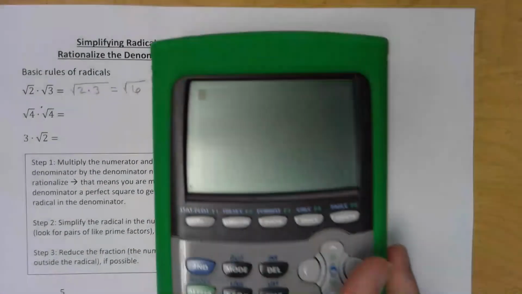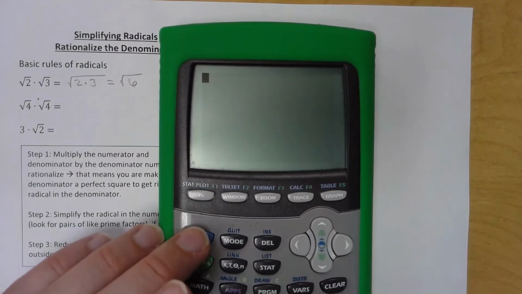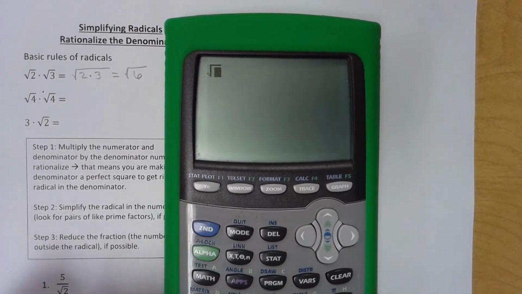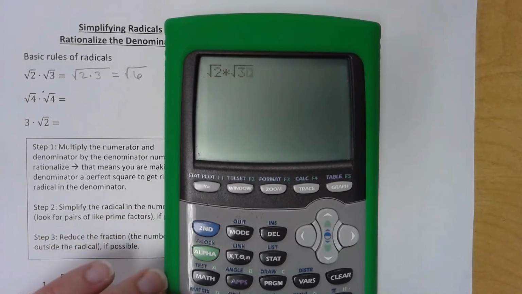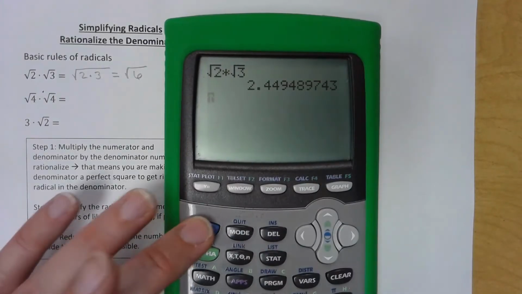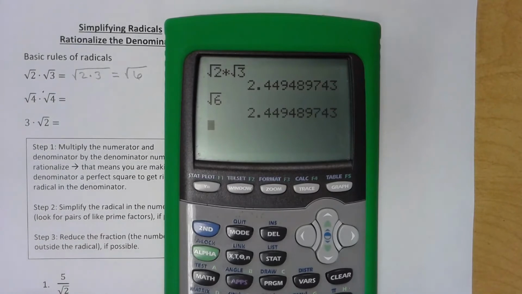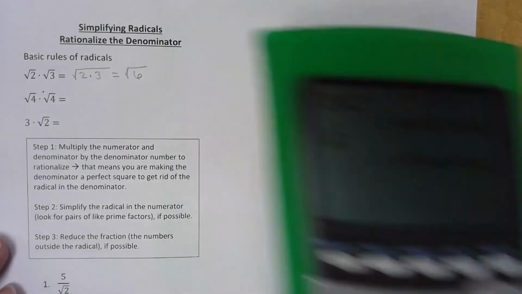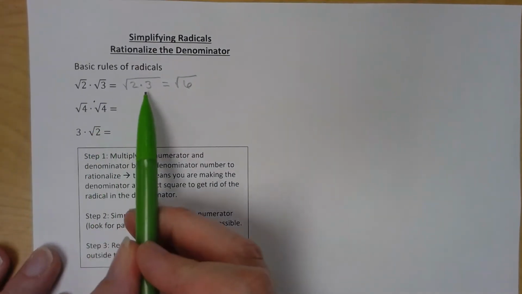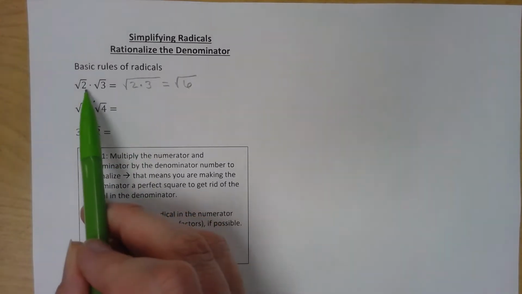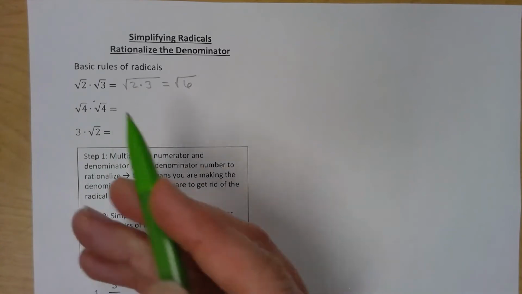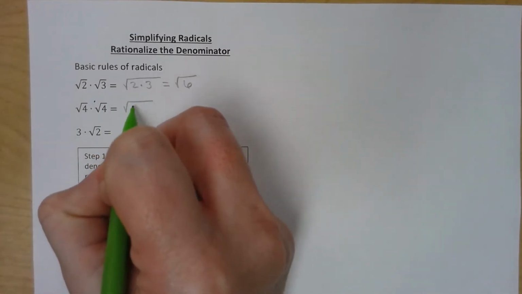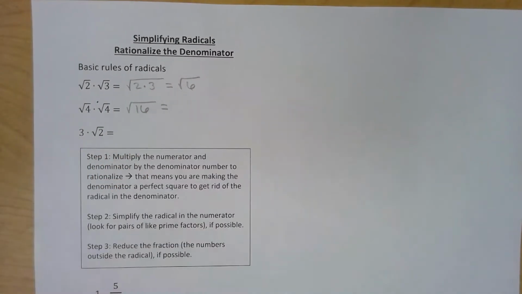We can check that with our calculator to see that they are equivalent. The square root of 2 times the square root of 3 is equivalent to the square root of 6. So we can multiply those together if they're under the radicals. So here, the square root of 4 times the square root of 4. Of course, that is the square root of 16.